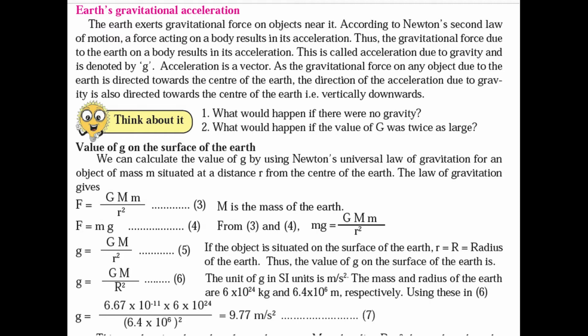This acceleration depends only on the mass capital M and radius capital R of the Earth. So the acceleration due to gravity at a given point on the Earth's surface is the same for all objects. It does not depend on the properties of the object. Now there's a question in your book. What would be the value of g on the surface of the Earth if its mass was twice as large and its radius half of what it is now?